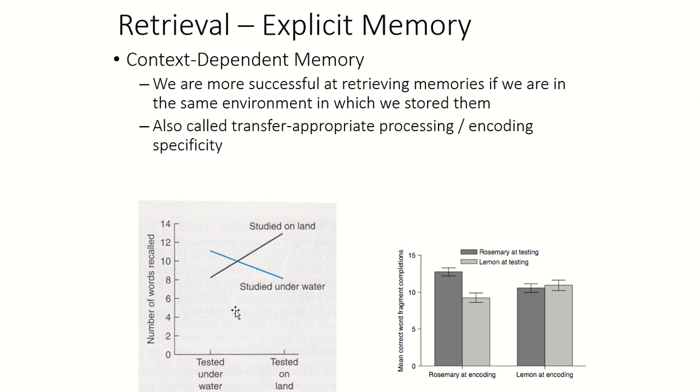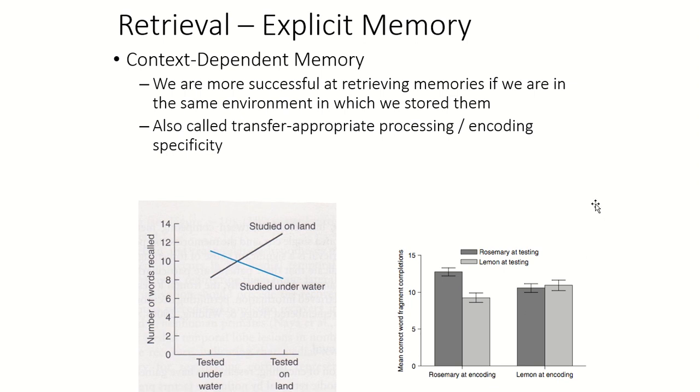So this is what's called an interaction effect, meaning memory really is dependent on the context. The more the context of studying matches the context of being tested, the better people do. And it doesn't matter whether we're on land or on the water, it's really about just the overlap in the context of studying.